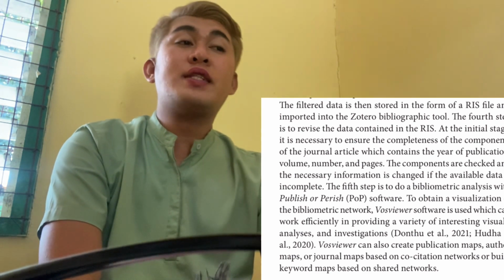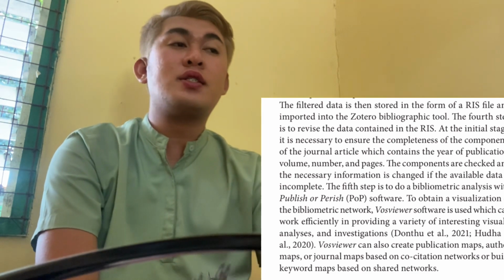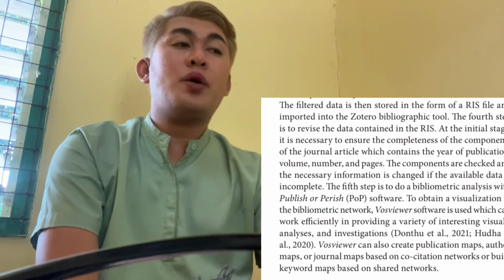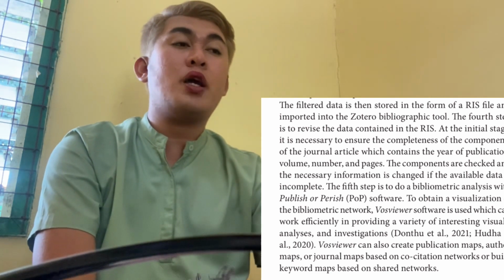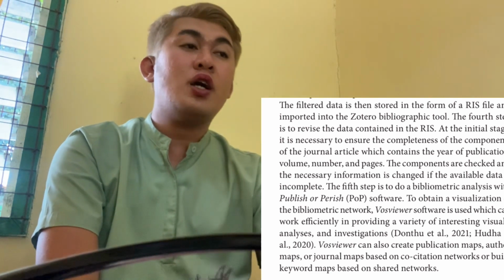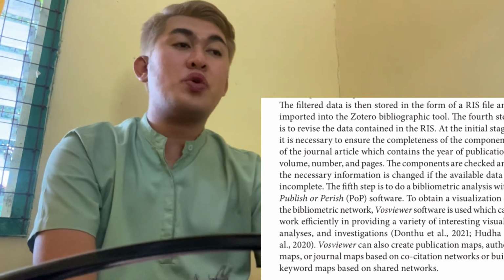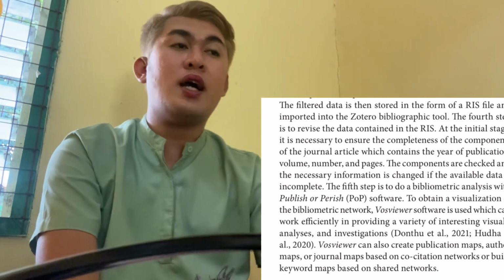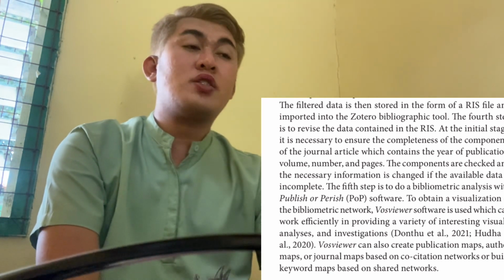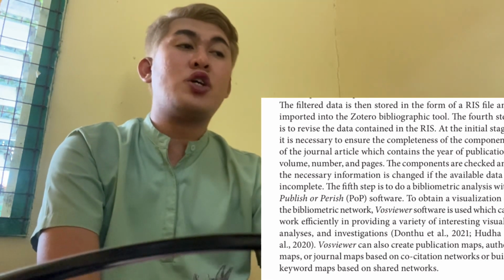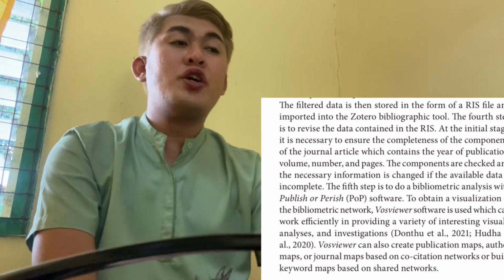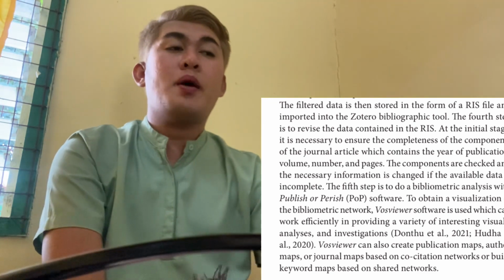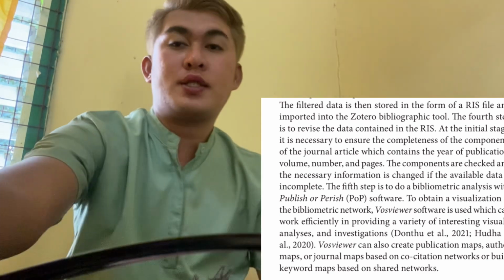The fifth step is to do a bibliometric analysis with Publish or Perish software. To obtain a visualization of the bibliometric network, VOSviewer software is used, which can work efficiently in providing a variety of interesting visual analysis and investigations. VOSviewer can also create publication maps, author maps, or journal maps based on co-citation networks or build keyword maps based on shared networks.